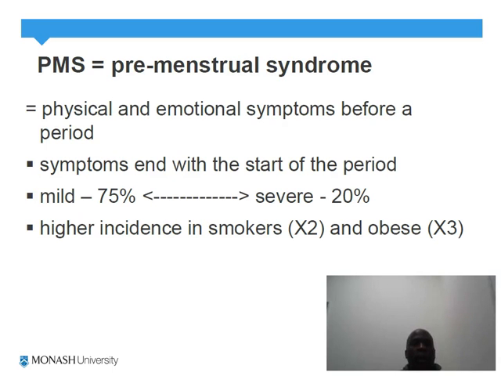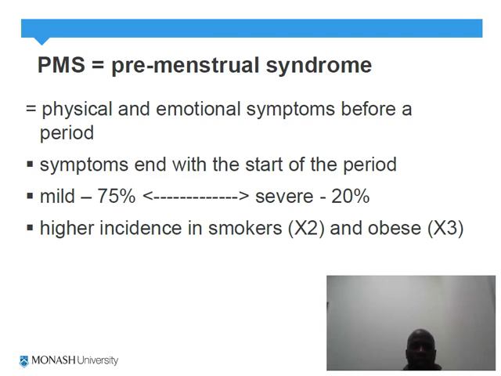Okay. Let's now talk about conditions and syndromes in the female reproductive system. The first one is what they call PMS, premenstrual syndrome. Premenstrual syndrome comprises a number of conditions in females that will affect fertility or will induce infertility. Usually these are the physical or emotional symptoms before a period.